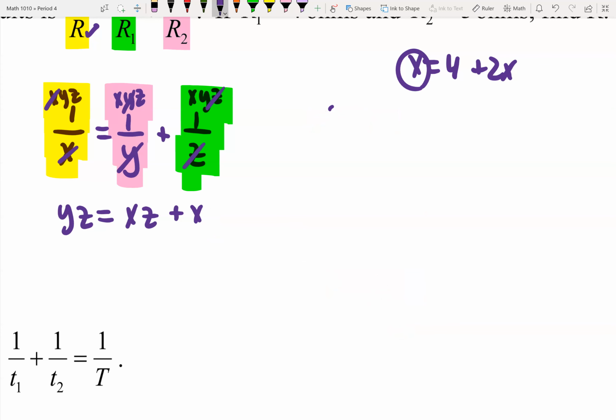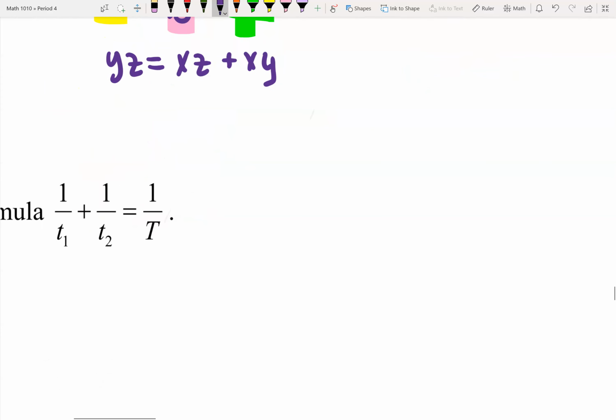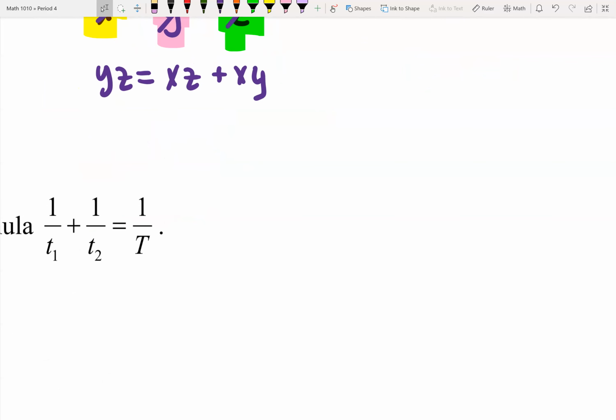Some things have x's. Some things don't have x's. It just so happens that everything that has an x is on one side. Everything that doesn't have an x is on the other side. Well, that's sweet. But I can't add xz to xy. They're not like terms. So what am I supposed to do now? If I'm trying to solve for x, I can't add those together. Someone last period figured it out. Look at it. How can I isolate the x?